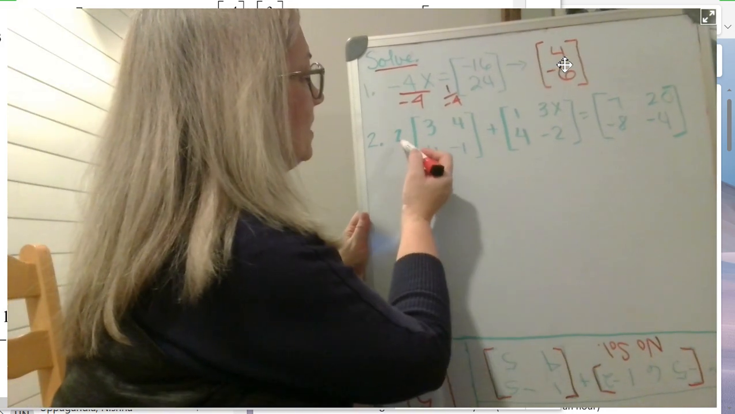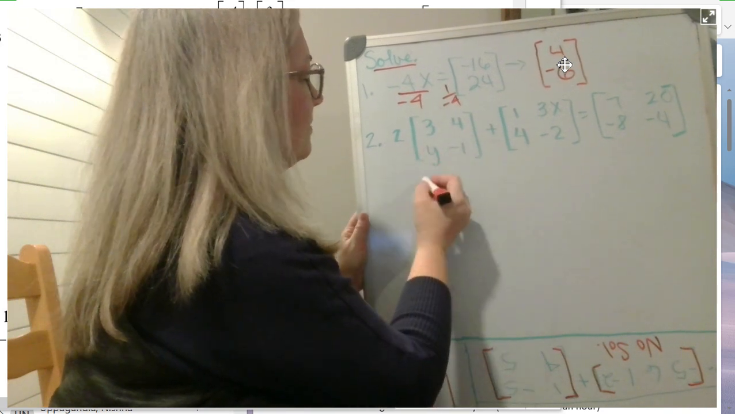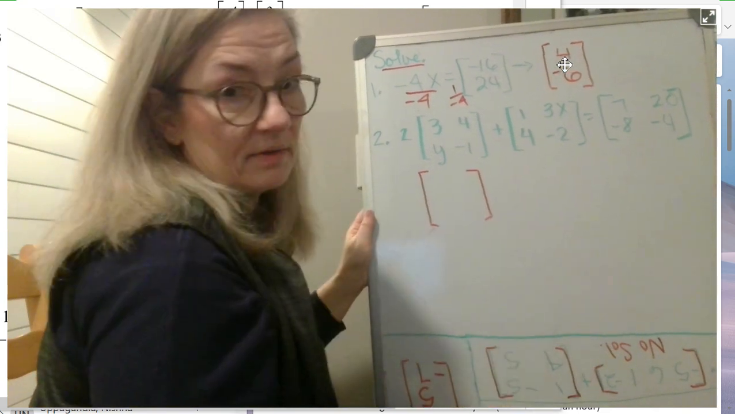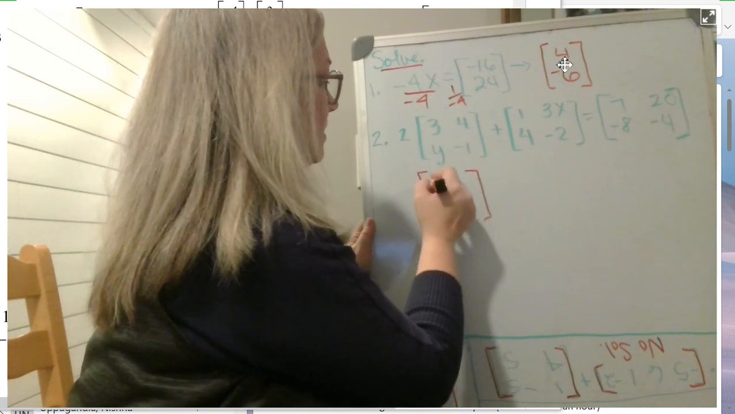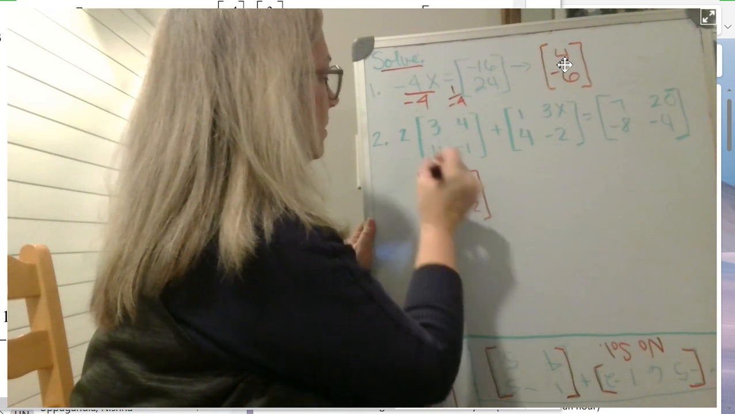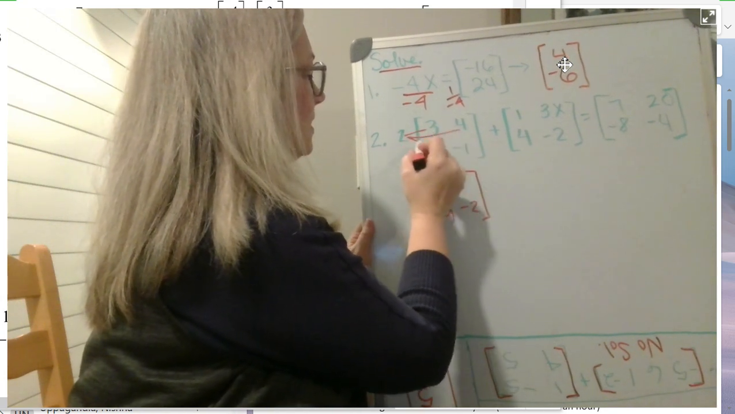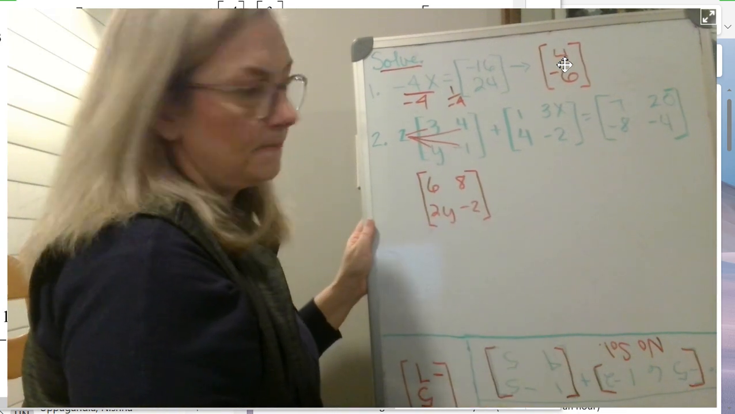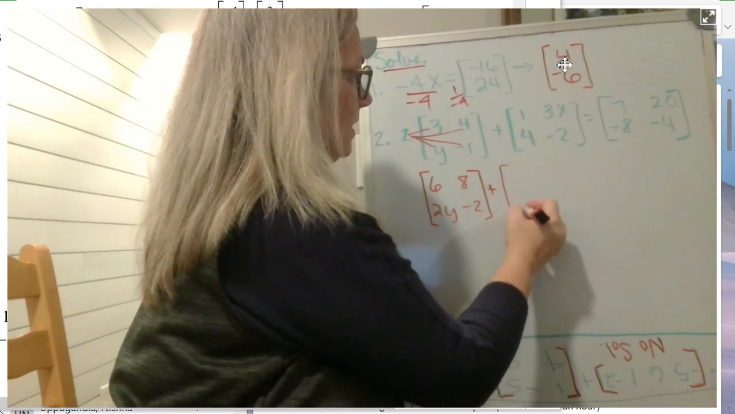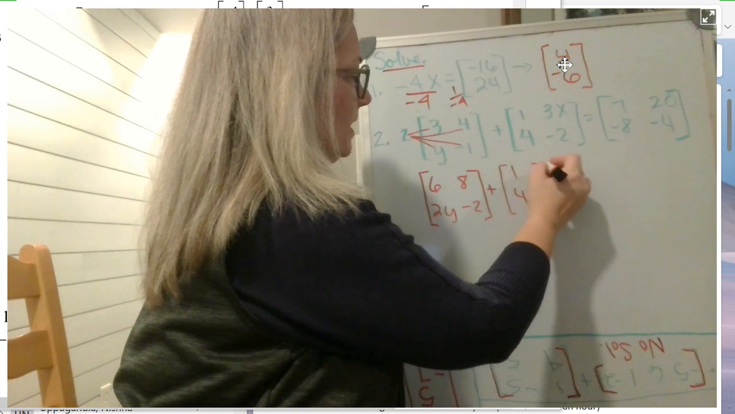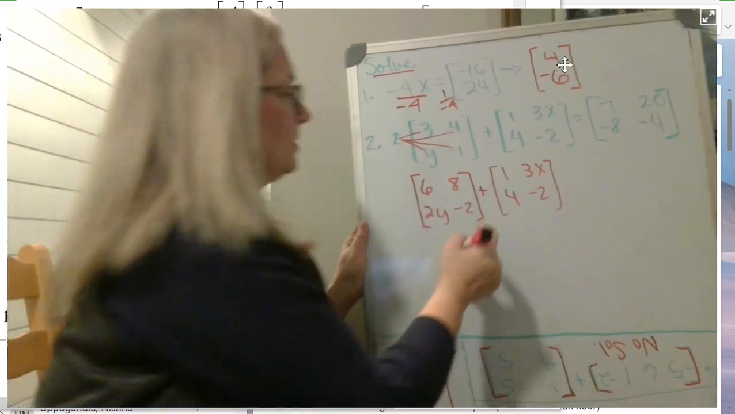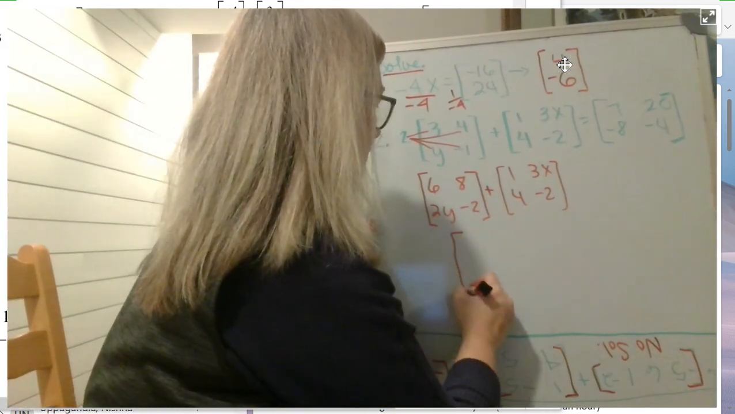On this one, it's solving for variables. What you have to do on this one is multiply through by 2, 2 times all of this. I hope I have enough room to solve this. 2 times all of this: 6, 8, 2y, negative 2. So I multiplied 2 times everything in here. Then I'm going to add it to this: 1, 4, 3x, negative 2. I'm going to repeat it, and this is going to be 7.